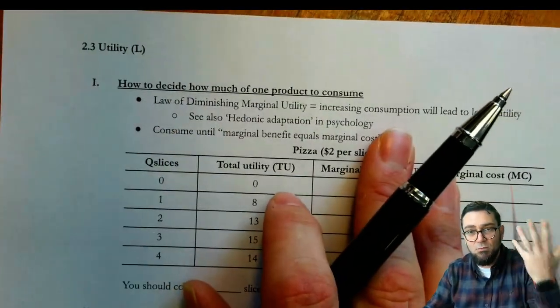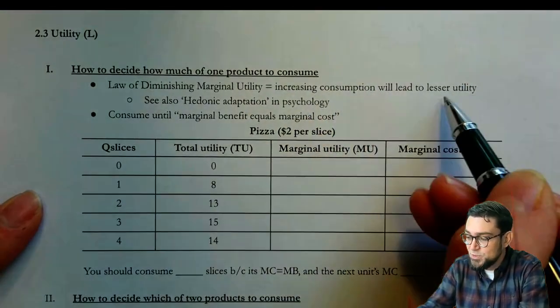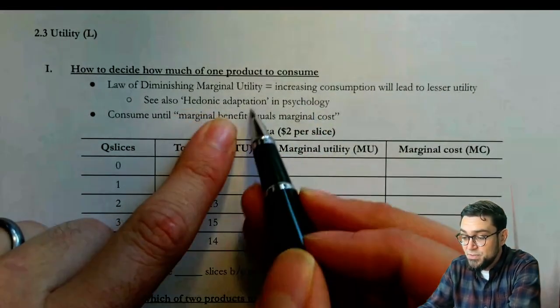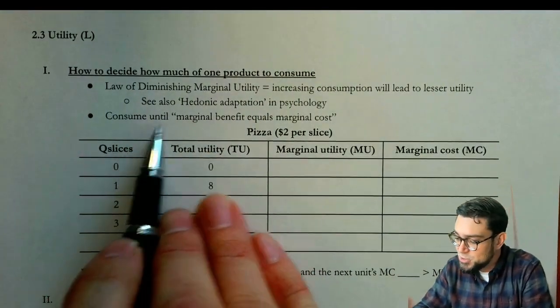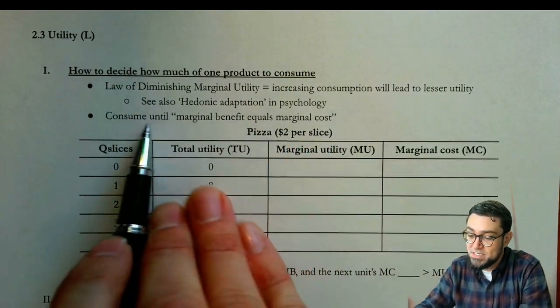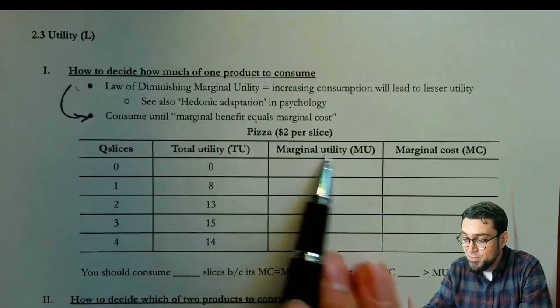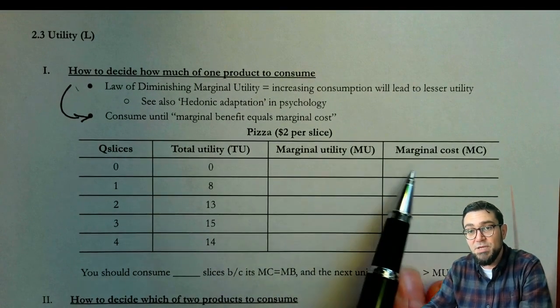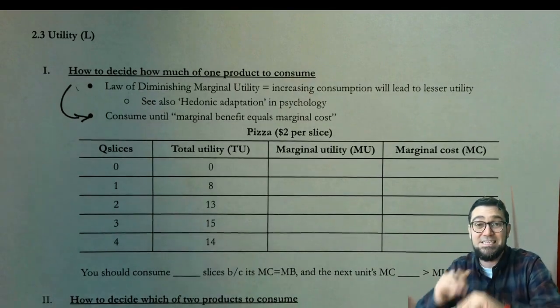The first, how much of one to consume? So I did put here the law of diminishing marginal utility is that increasing consumption will lead to lesser utility. See also hedonic adaptation in psychology. That's a cool concept. Go check that one out. Consume until marginal benefit equals marginal cost. This is actually the answer to our question, right? Because we know that marginal utility is going to fall. We should basically consume up to the point where the marginal cost equals the marginal utility and not consume anymore.